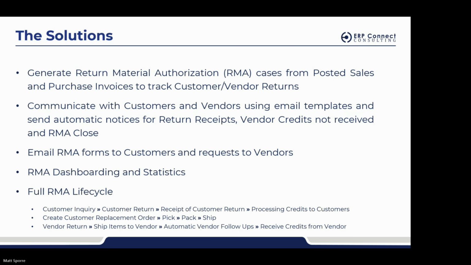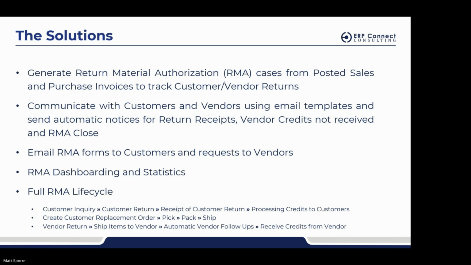Emailing different RMA forms to both customers and then requests out to our vendors. We've got full-blown dashboarding and statistics that we can look at to see who our repeat offenders are. If we've got some bad vendors that are sending us defective items, if we have some repeat offenders on the customer side who are just constantly returning things that shouldn't be returned, and we'll go through that full RMA lifecycle.